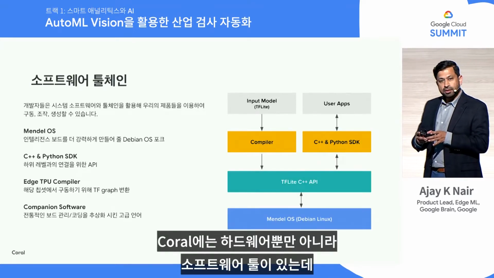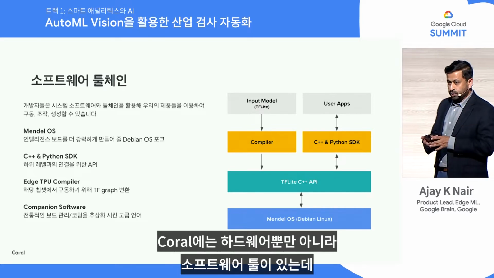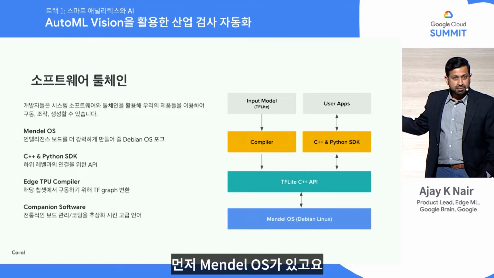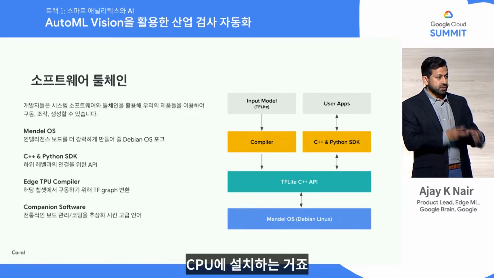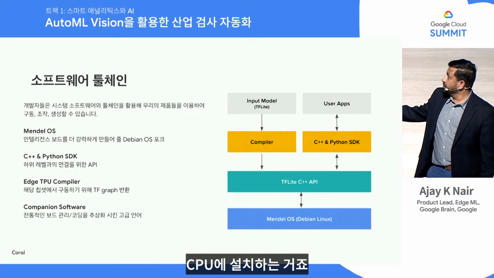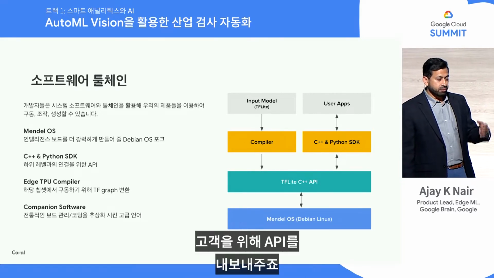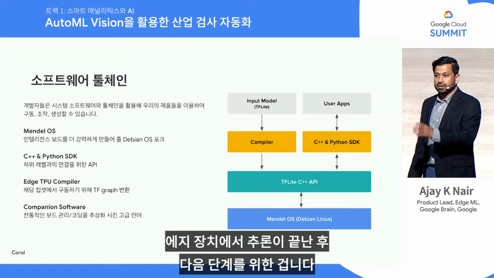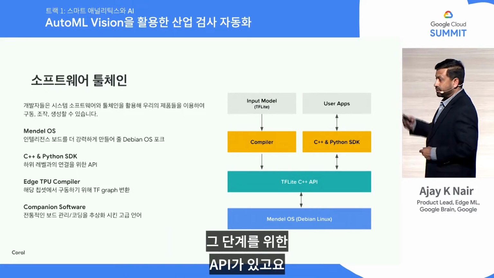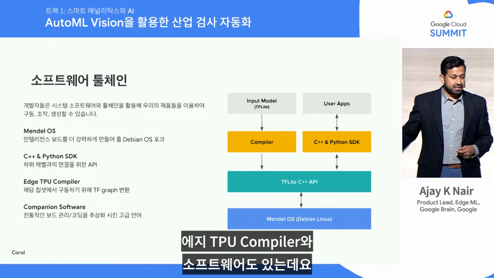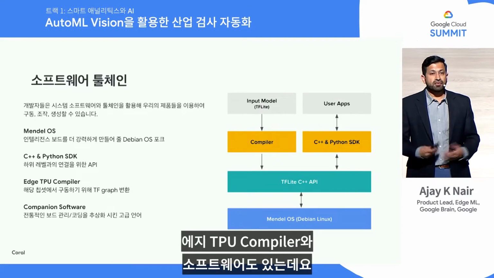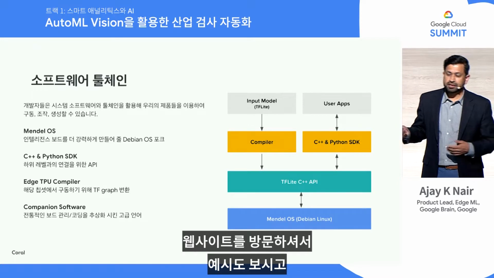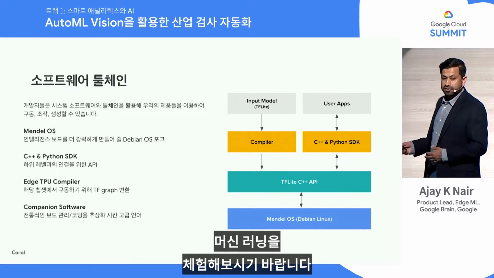There are software tools that the Coral product comes with. It's not just the hardware. So we have our own Mendel operating system that is a variant of Debian. So that sits on the CPU. We have our C++ and Python SDKs that export APIs for customers to use. So after inferencing is done on the edge device, what do you want to do with that data? So you have APIs to enable you with that. There's an HTTPU compiler and companion software that is also available. And the website is designed to be very user-friendly. So please, I would encourage you to just look at our website, look at some examples to get off the ground with machine learning.